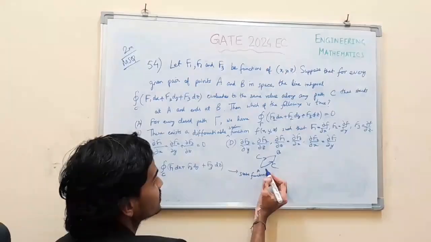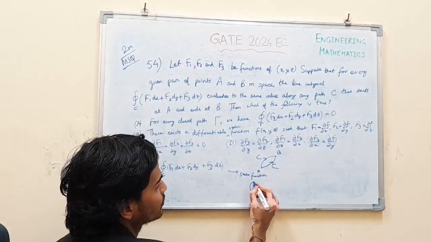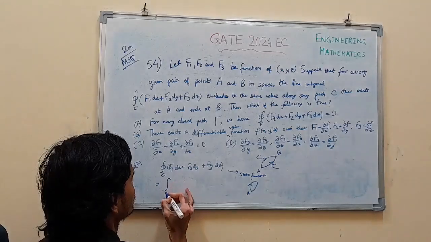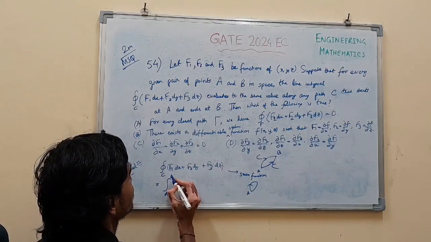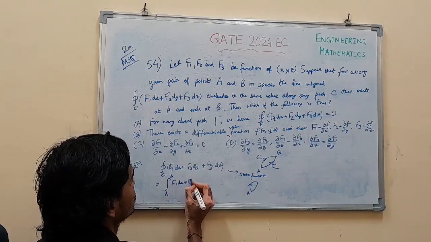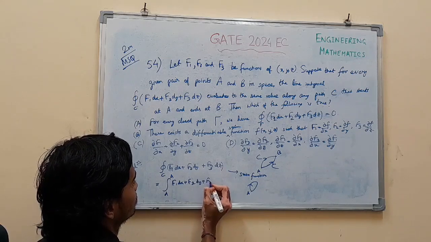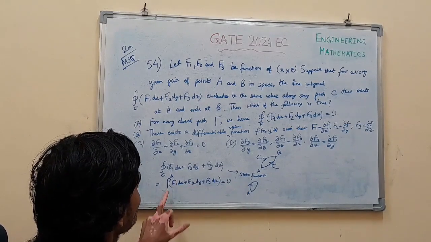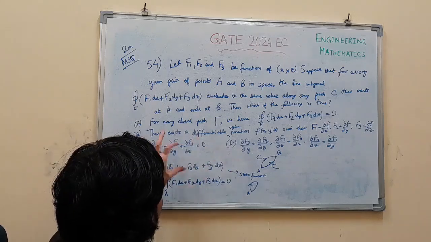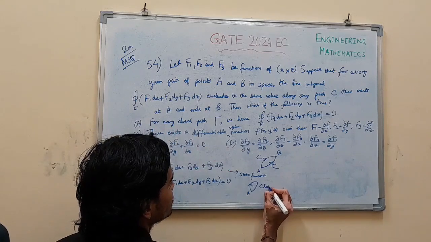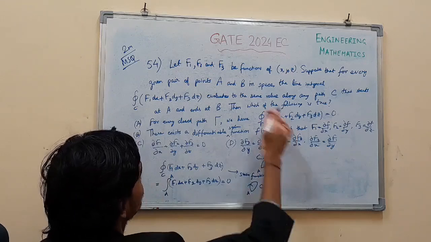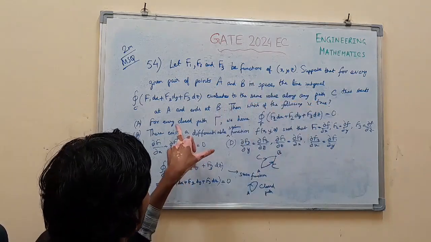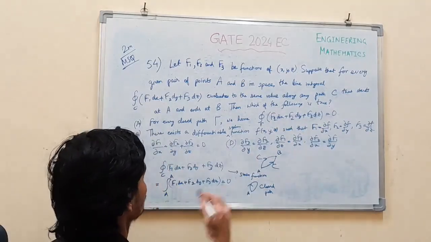for every closed path, meaning the starting and ending points are the same, it starts at A and again comes back to A. So if we evaluate this line integral from A to A, what do we get? By the definition of the line integral, this will be equal to 0 because the starting and ending points are the same. So the line integral, which depends only on the endpoints, not on the path, will evaluate to 0. So this option is correct.